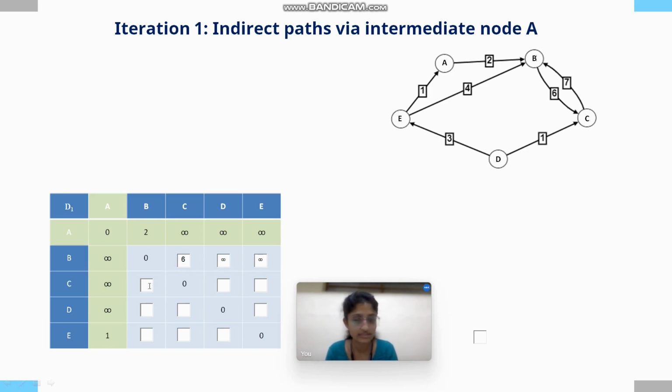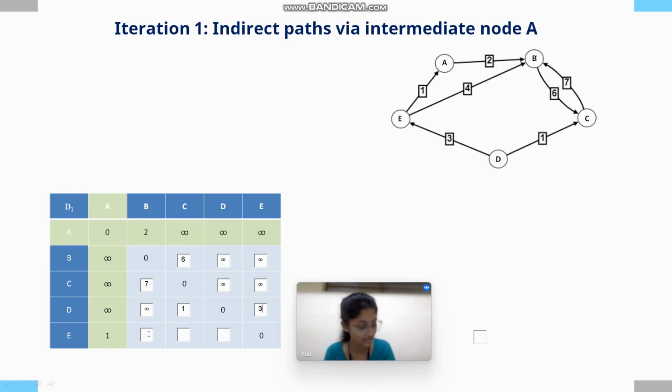Here we can see c comma b would be 7. Then c comma d would be infinity again. Then c comma e would be infinity again. Then d comma b would be infinity again. Then d comma c would be 1, no change again. Then d comma e would be 3, no change again.